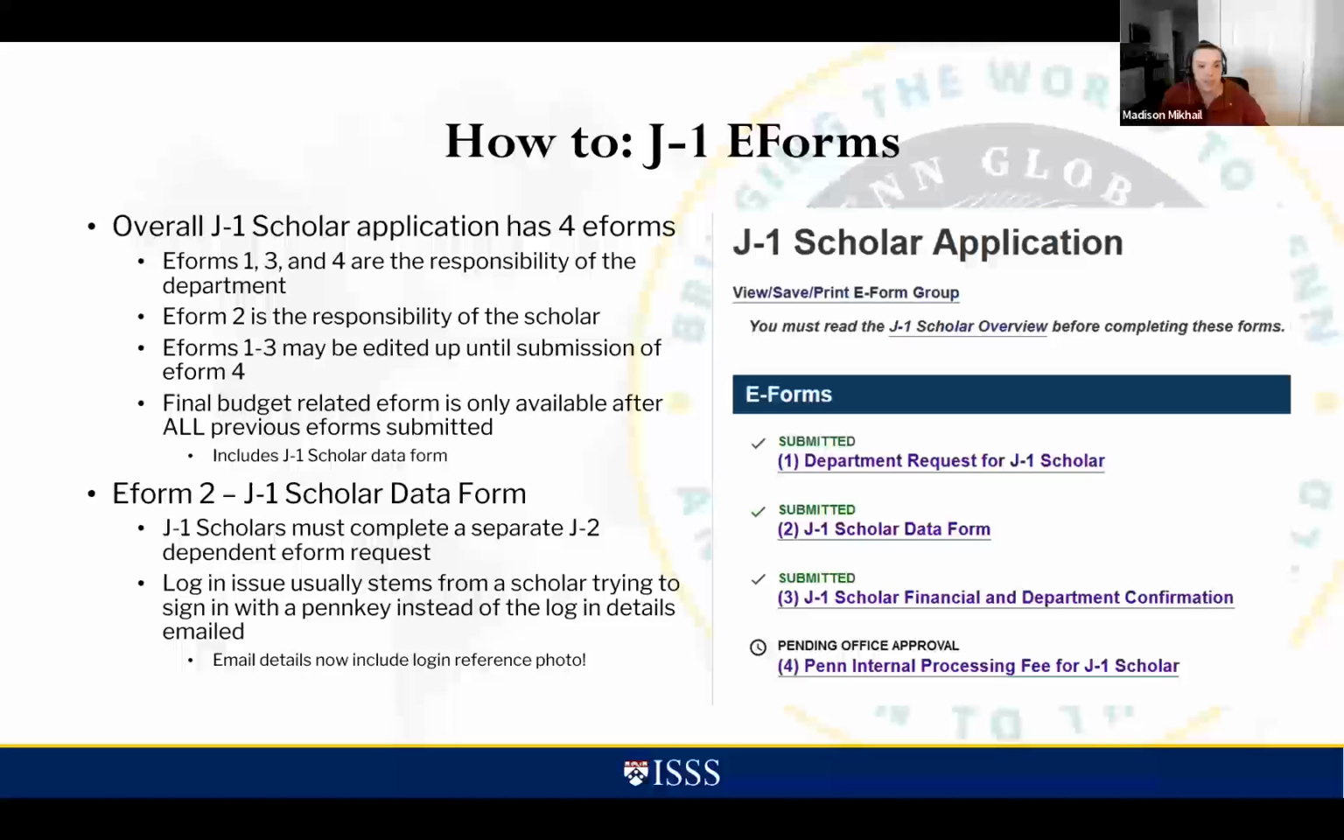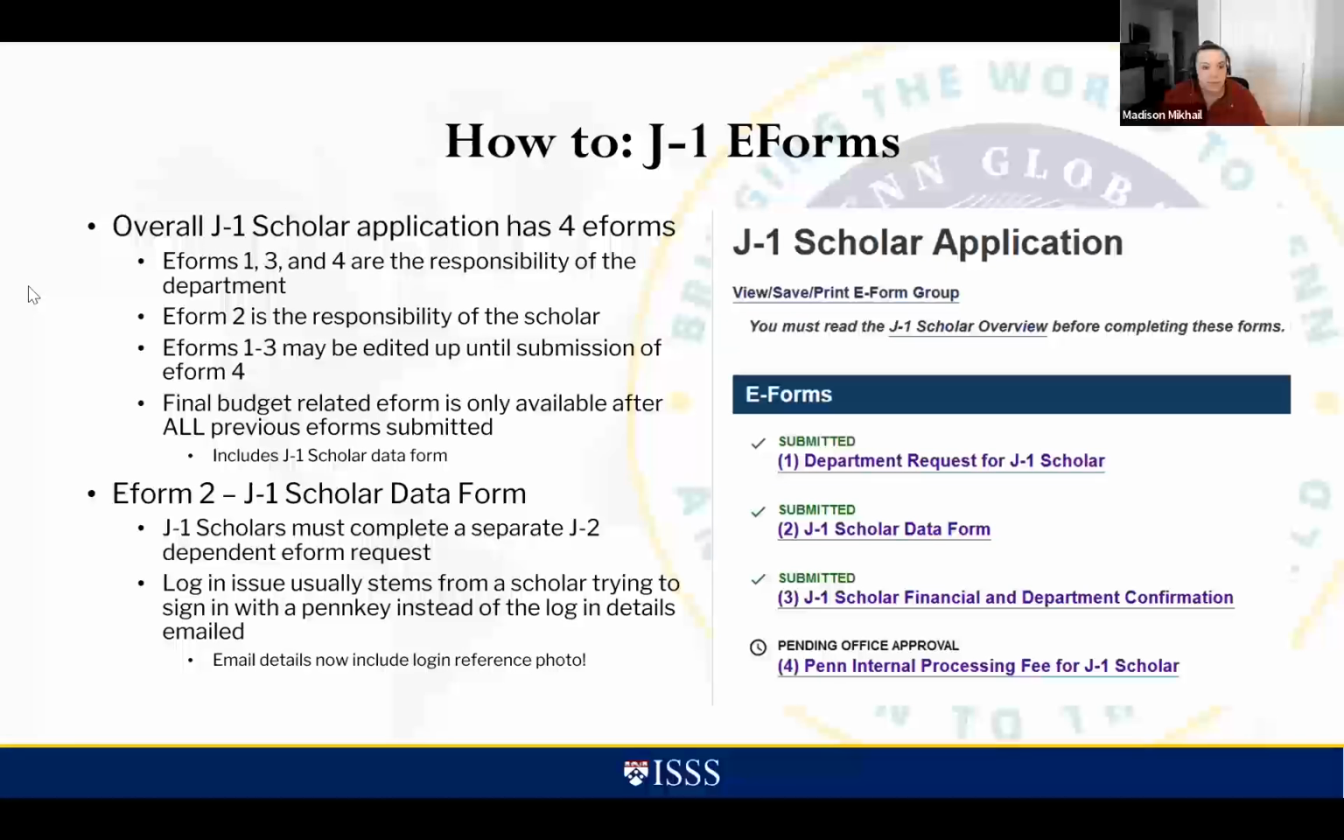You have a role to play in E-form 2 in terms of sending it to them, as in you will click on that e-form, put in their name and email address and submit that. So then the e-form itself can be sent to them, but they are the ones ultimately filling it out. The final budget related e-form is only available after all the previous e-forms are submitted. So 1 to 3, and that includes that after you've sent off e-form 2, the incoming or current scholar has not only filled it out, but they've submitted it again. That means that that form is done.